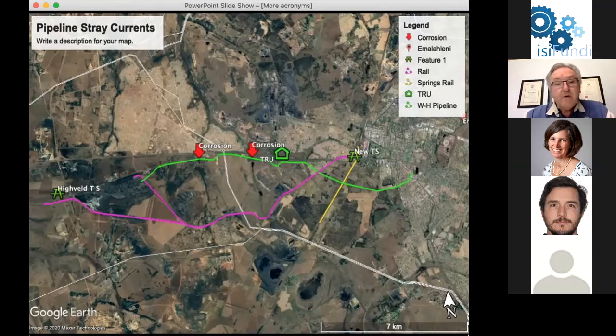Something that happened in the course of this pipeline's history is that some years after the initial system was installed, the railway operator installed a new traction substation at this location over here, which changed the stray current pattern completely. So once you've got a system in and working, don't rest on your laurels and think that it is going to continue working forever, because circumstances do change.